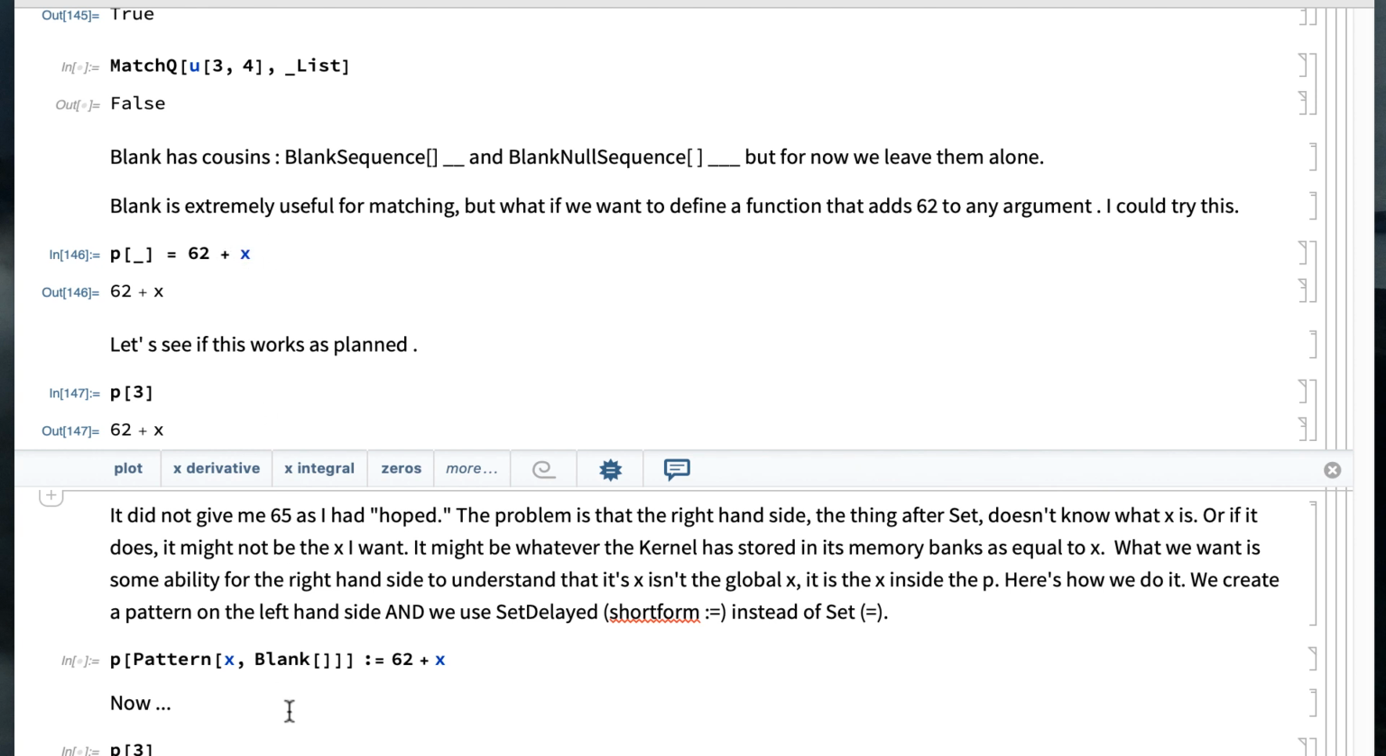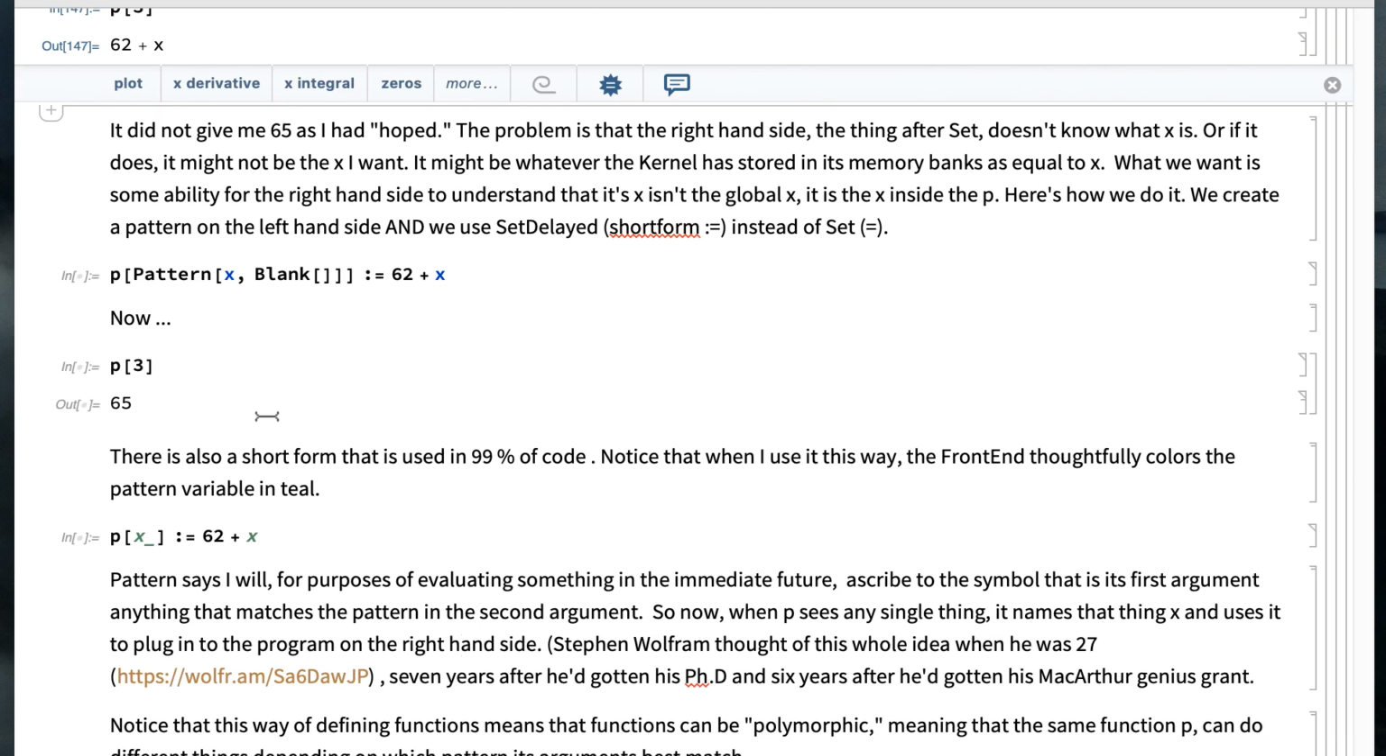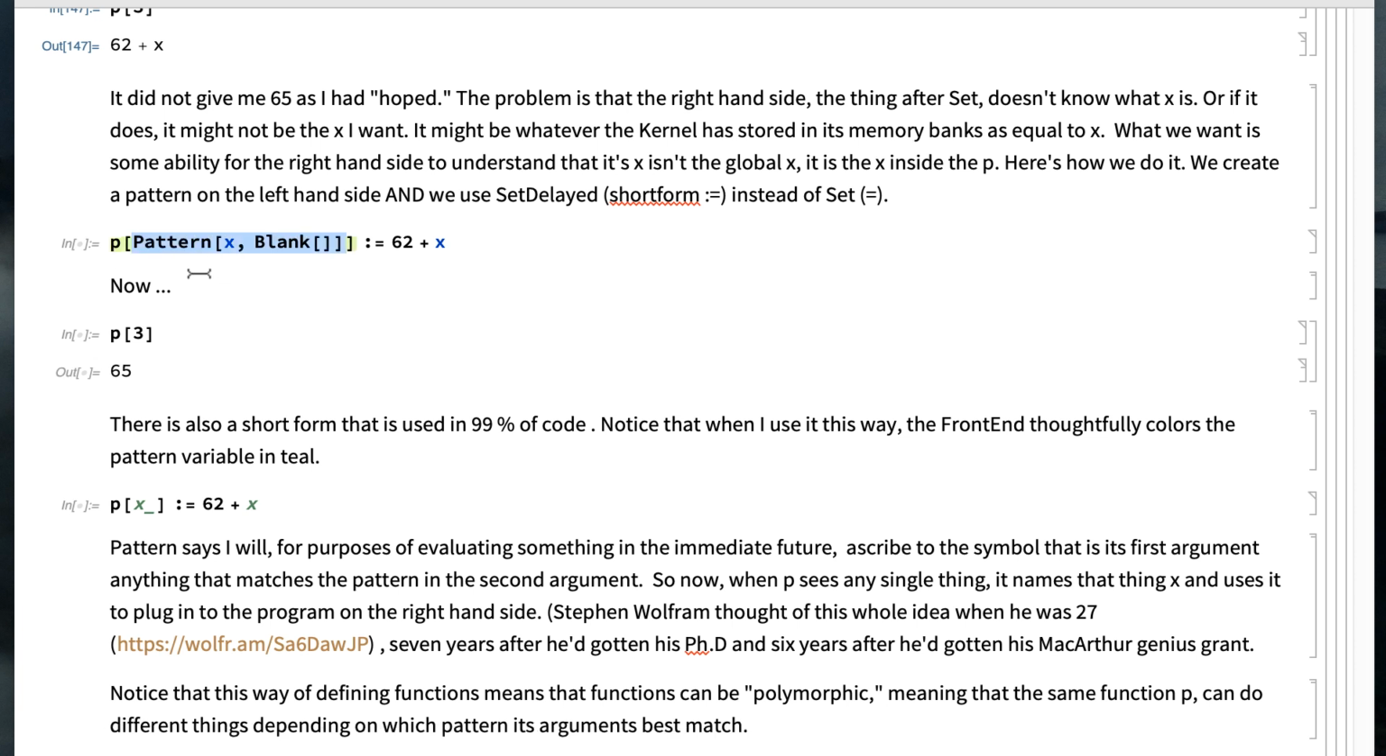So what I need to do is to tell it, hey, when you see an X on the right-hand side here, that's not just any X, that's the thing that you've stuck in after P. And the thing we want for that is pattern. Pattern says, when you see something on the right-hand side that is X, use it.